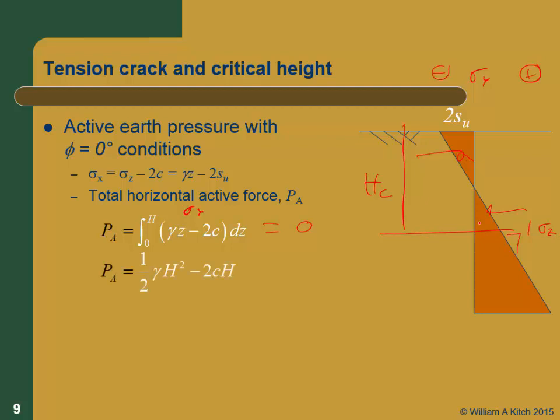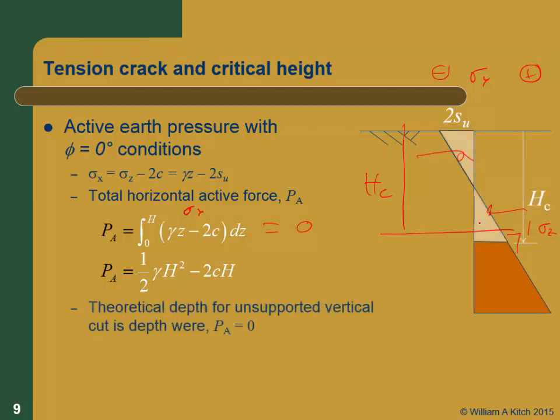So for this case, where phi is equal to 0, this is just equal to 1/2 gamma h squared minus 2c. And if we want that to be equal to 0, I just set that equal to 0, and I solve for what I'm going to call the critical height, and it's 4 Su divided by gamma.